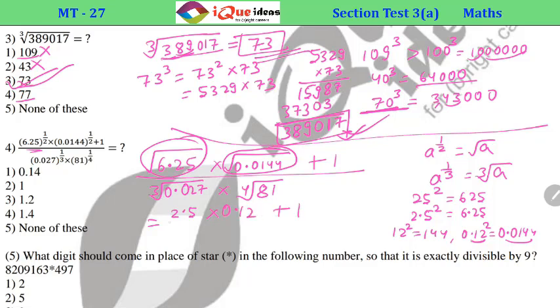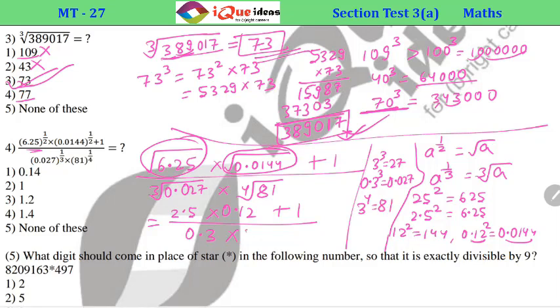Now the whole thing plus 1 divided by the cube root of 0.027. Let's see, 3 cubed is equal to 27, right? So 0.3 cubed will be equal to 0.027. So the cube root of 0.027 is 0.3, into the fourth root of 81. We know that 3 raised to 4 is 81. So the fourth root of 81 is straight away 3.